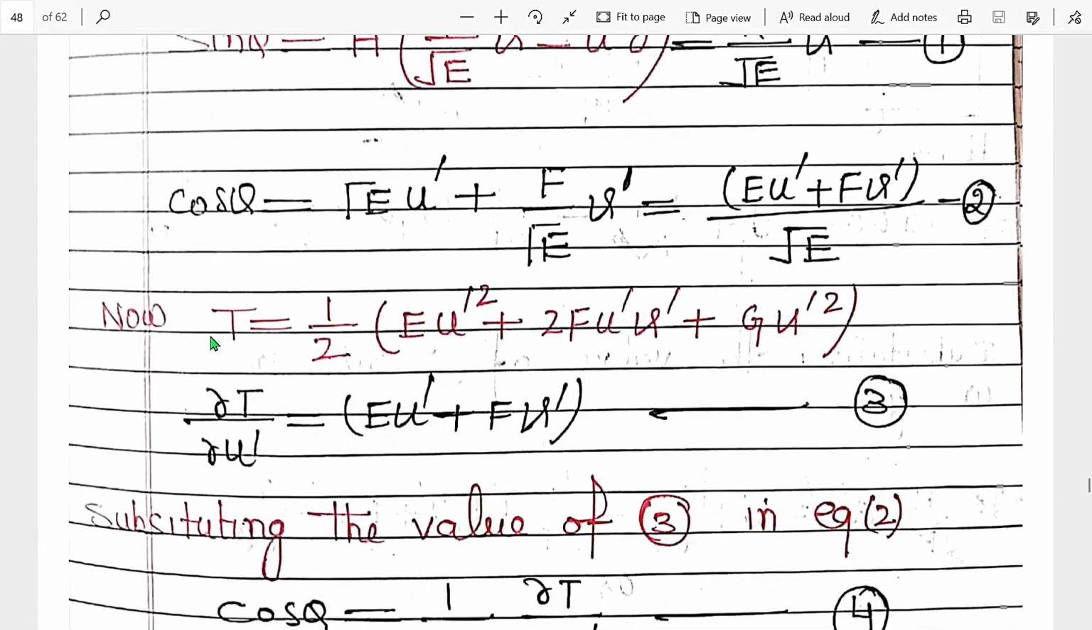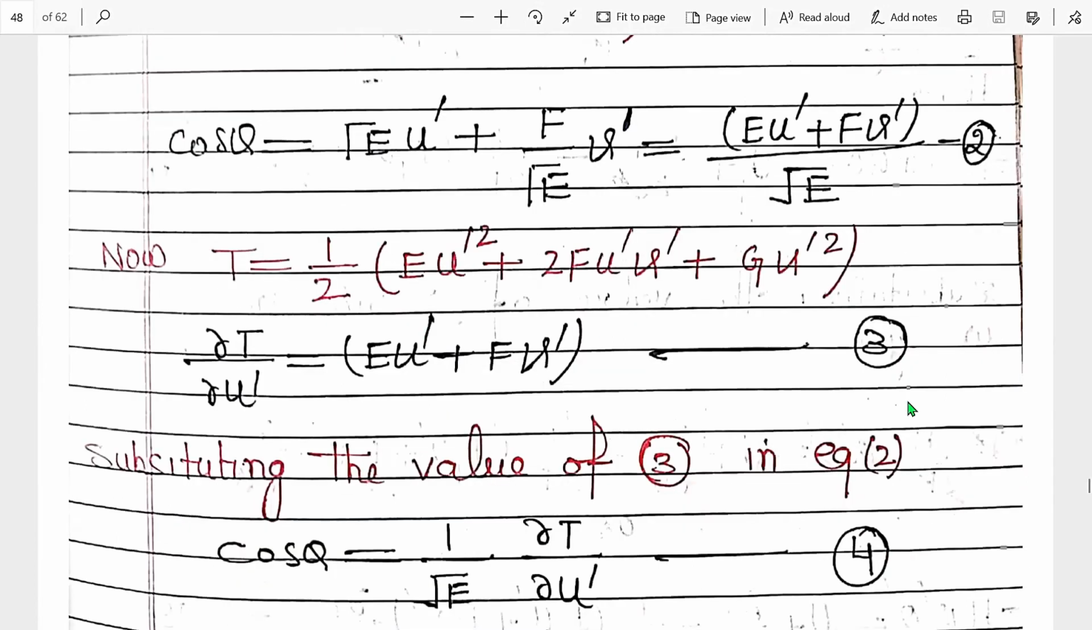We know that capital T is equal to 1 by 2 (E u dash square plus 2F u dash v dash plus G v dash square). Now differentiate with respect to u dash. So this will become E u dash, from this it will become F v dash, and this will be 0. So that is equation number 3.